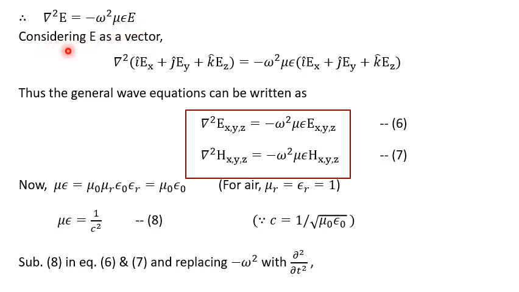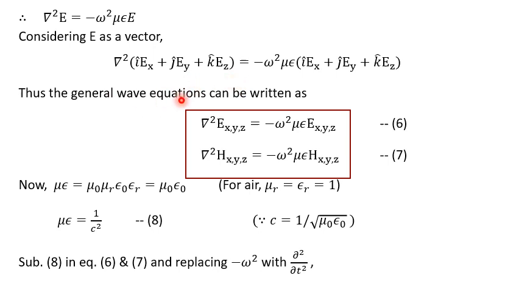Now resolving the electric field vector into three mutually perpendicular directions, we can write del square of i cap Ex plus j cap Ey plus k cap Ez is equal to minus omega square mu epsilon into i cap Ex plus j cap Ey plus k cap Ez, where i cap, j cap and k cap are the unit vectors along the x, y and z directions.